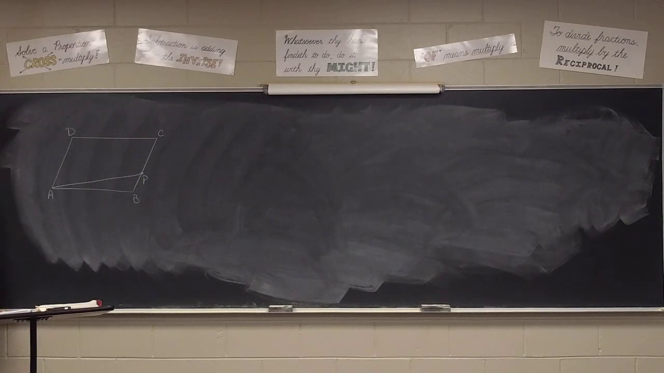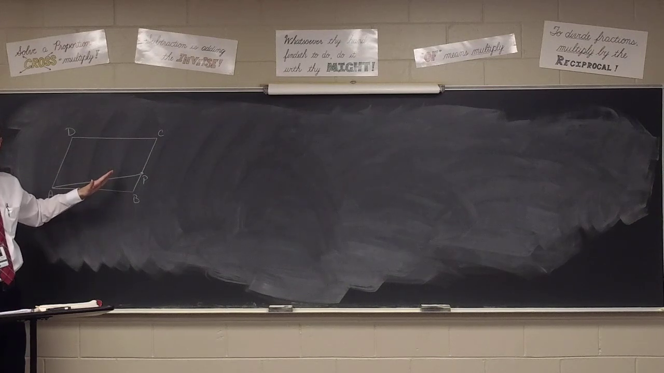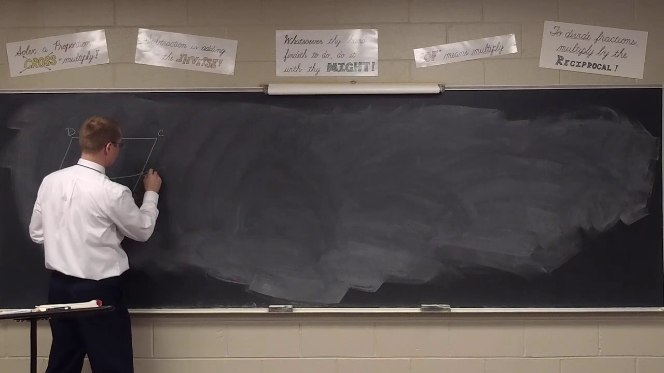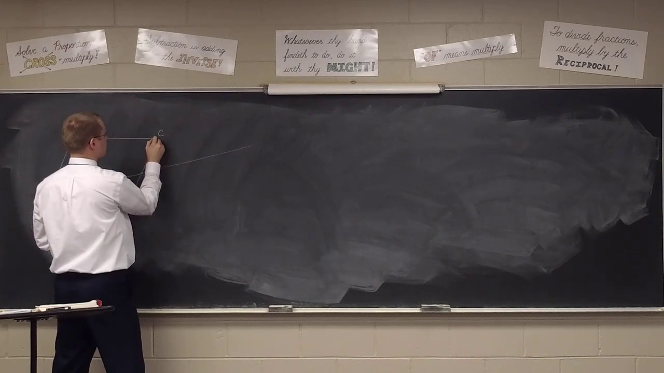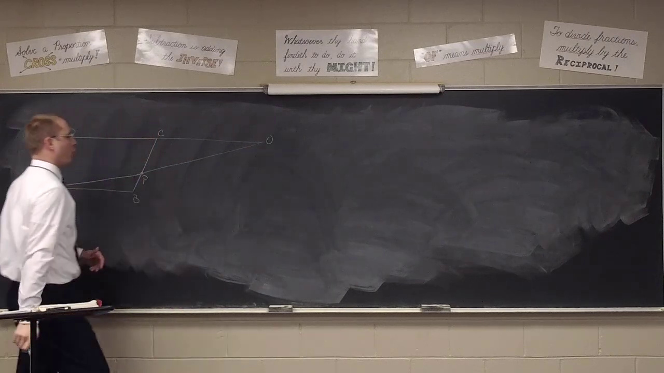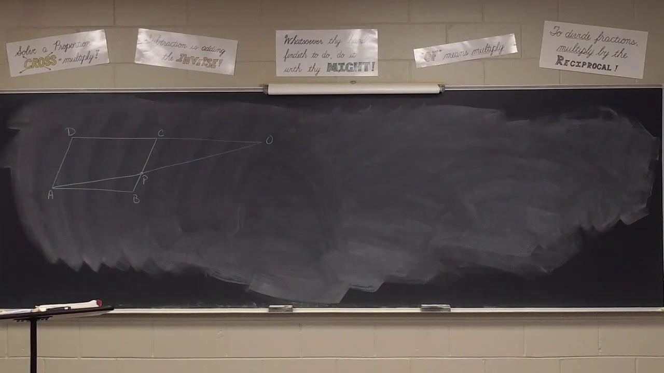Anybody? AB's already parallel. It's a parallelogram, right? So through a point, only one straight line may be drawn parallel to a given line. If AB's parallel, this ain't it. So we know it's going to eventually intersect, correct? So let's go ahead and extend this line up, and extend this line over until eventually they meet. Call that point O. Here's what we're given.